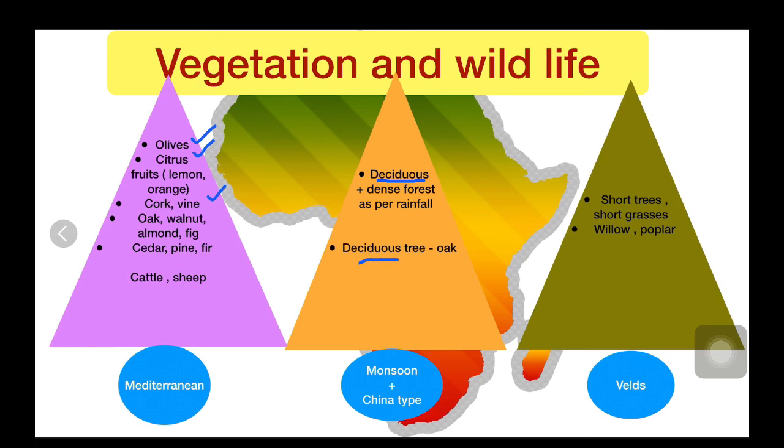Veld, the grassland. Here you can get a few short grass trees and short grasses. Willow and poplar are the major types of trees found here. Okay. So you have learnt about the major types of climate and the wildlife and vegetation found in the African climatic region. Next video, wait for that.